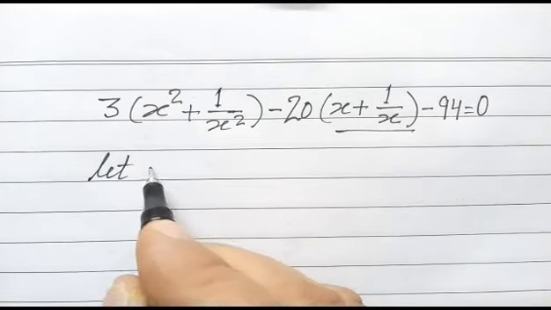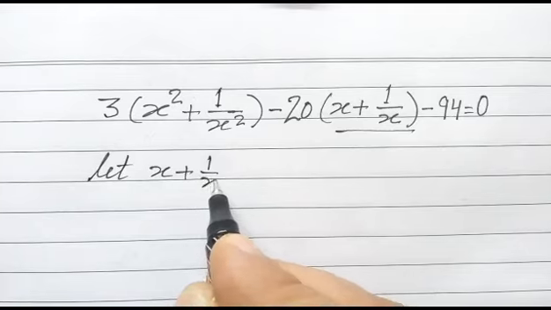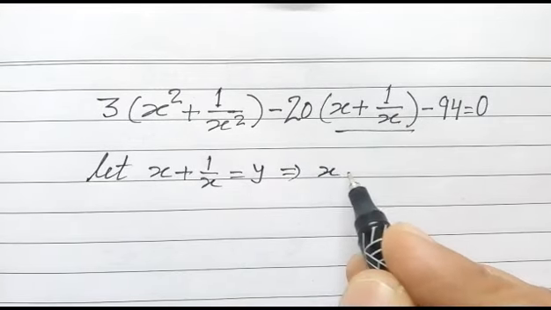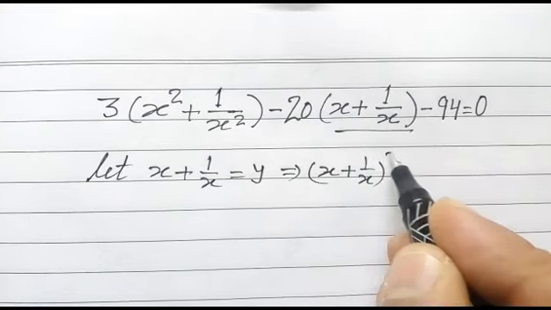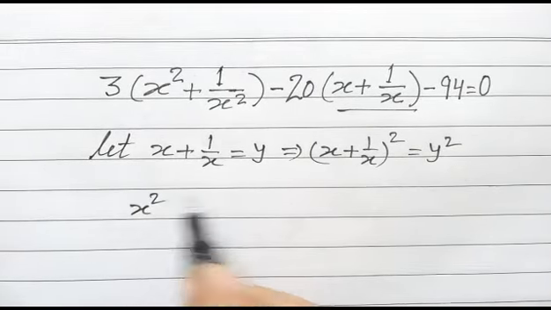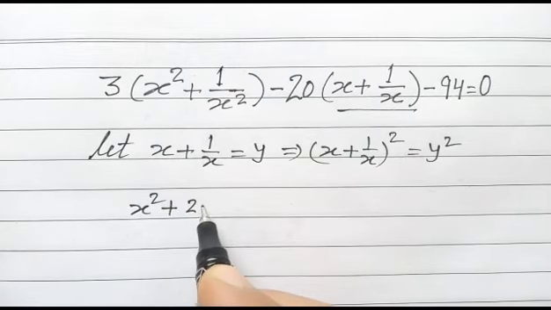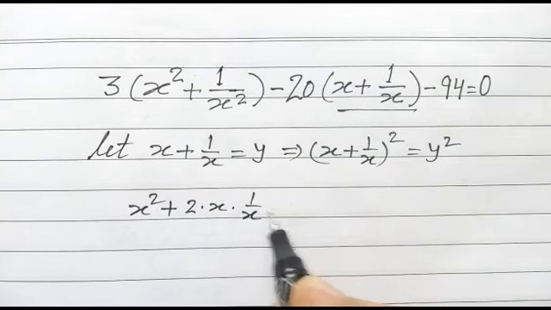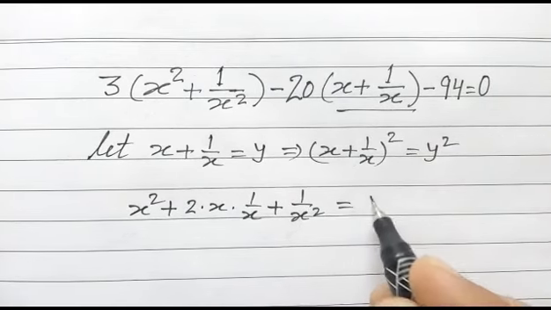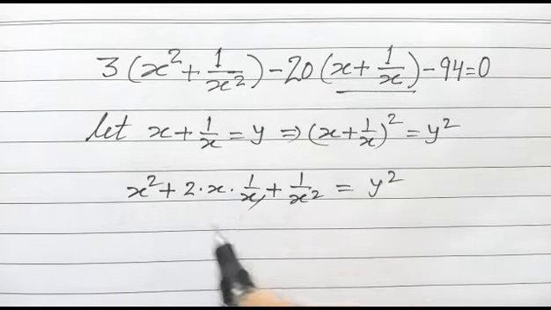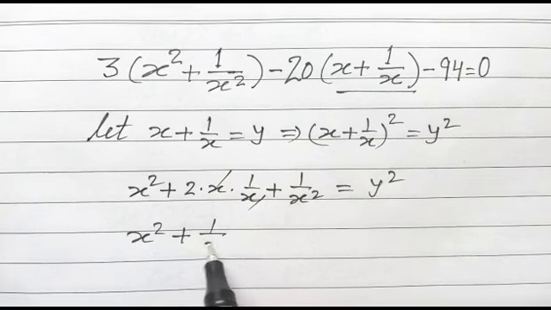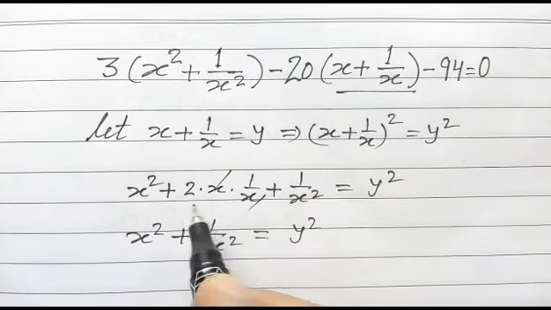Let x + 1/x = y. So (x + 1/x)² will be equal to y². Expanding this, x² + 2·x·(1/x) + 1/x² = y², so the 2 cancels out. So x² + 1/x² will be equal to y² − 2.